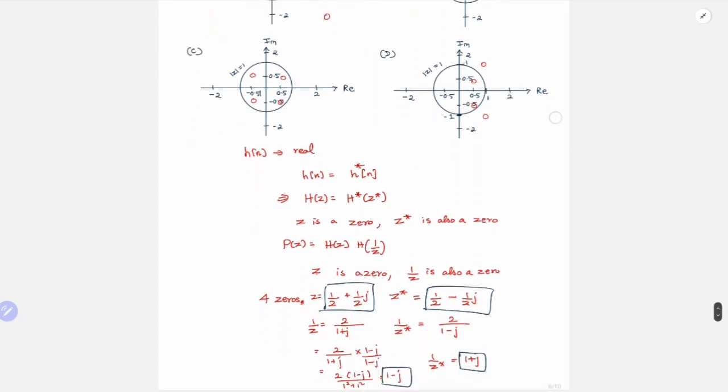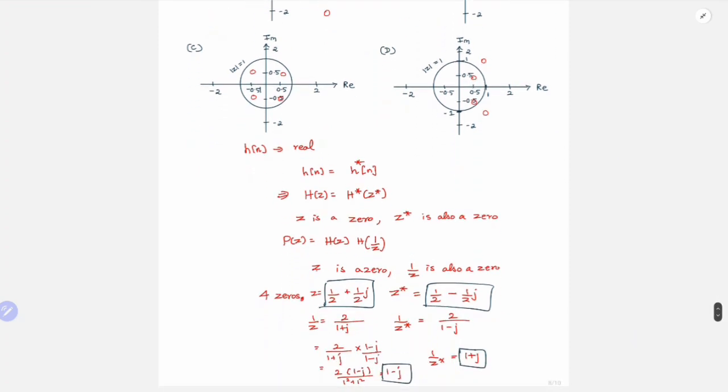As you can see, we have 1 by 2 plus 1 by 2j, 1 by 2 minus 1 by 2j, 1 plus j and 1 minus j. So option D is your right answer.